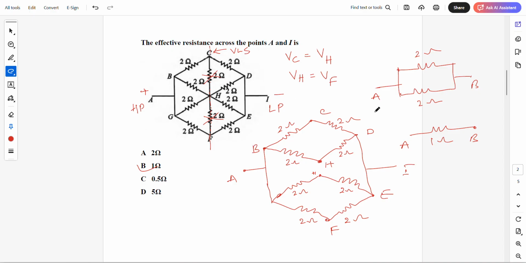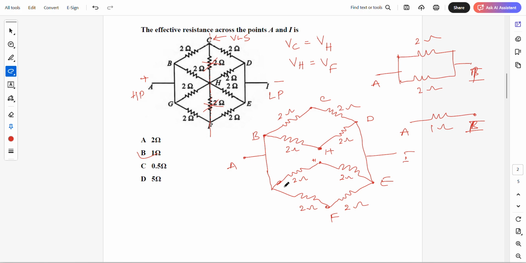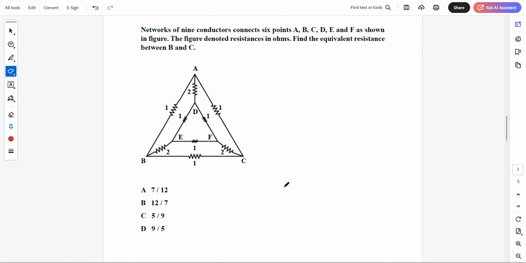The equivalent resistance between A and I, I or B, whatever it may be, if they have given A and B, it is one and the same. Understood? A and I is how much? The equivalent resistance between A and I or A and B, if I take this as some point, is how much? 1 ohm. Right. Let us come to the next problem.